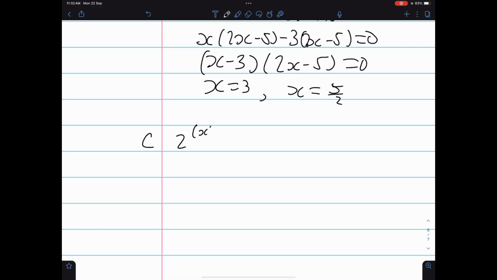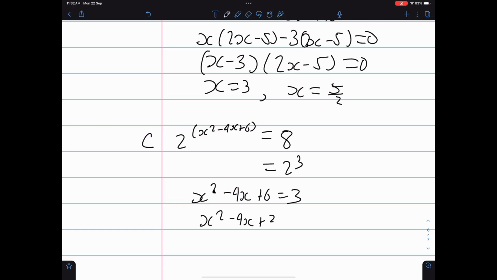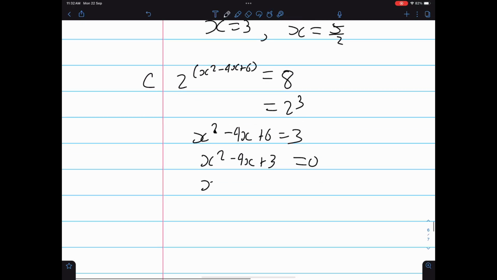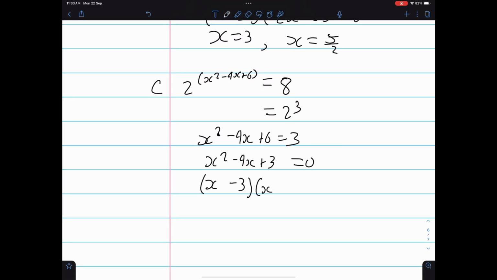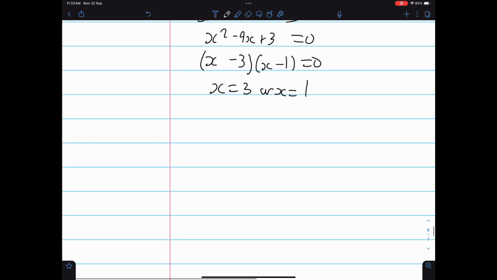C, 2x squared minus 4x plus 6 equals 8. Now this is 2 to the power of 3. So that means 2x squared minus 4x plus 6 equals 3. So 2x squared minus 4x plus 3 equals 0, and now we just do minus 3. X minus 1. So x equals 3 or x equals 1.